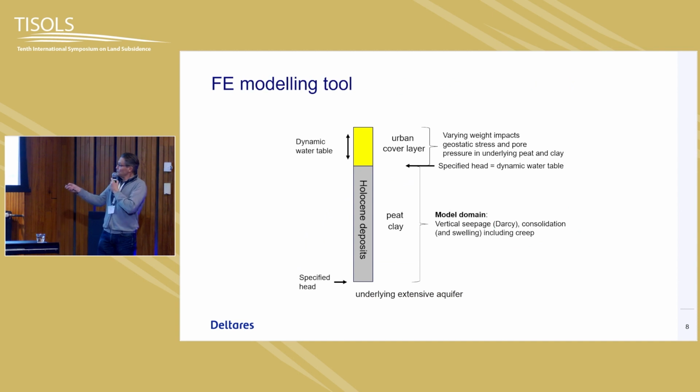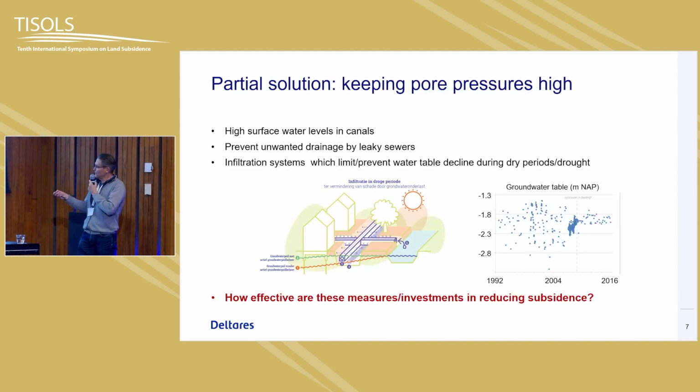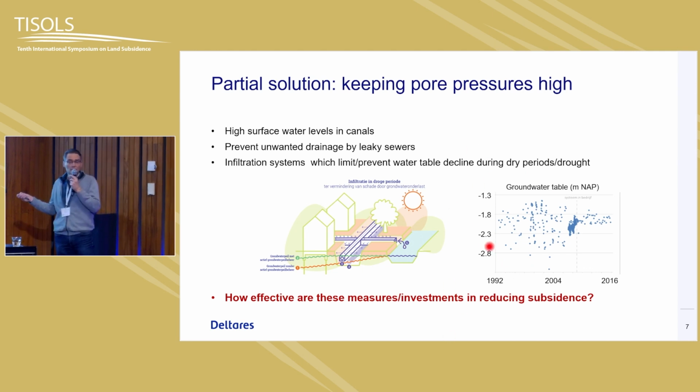My pointer is not doing the right thing. Yeah, here it is. You see here groundwater level varying over the many years, up and down, about 1 meter somewhere, and they put in a system with infiltration drainage, and then that stabilizes the dynamics of the groundwater movements, with the idea that it might help to mitigate a little bit the subsidence.